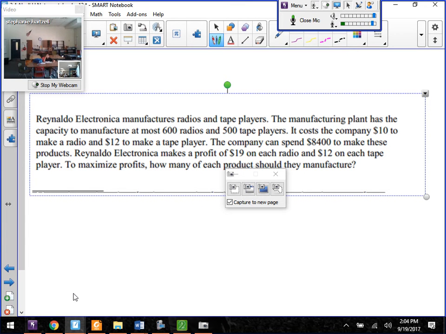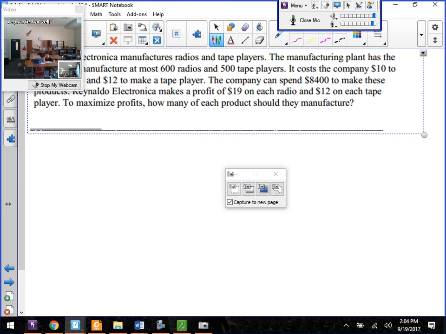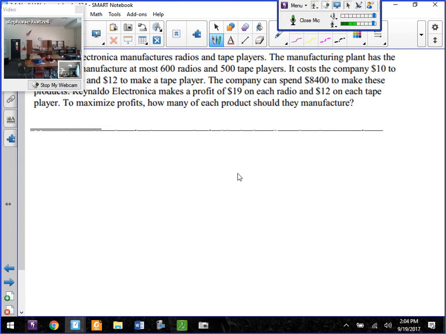Well, what's your objective? Money. Again, in this case, our objective is to maximize profit. So we have a C equals, well, how much profit do you make on a radio? How much do you make on a tape? 12. So I'll say 19R plus 12T for radios and tape players. Which means, what am I going to put on my x-axis? R. The reason I'm doing that is because it's my first variable. So when I list out my ordered pairs, I know to put the R value into the 19. Okay?